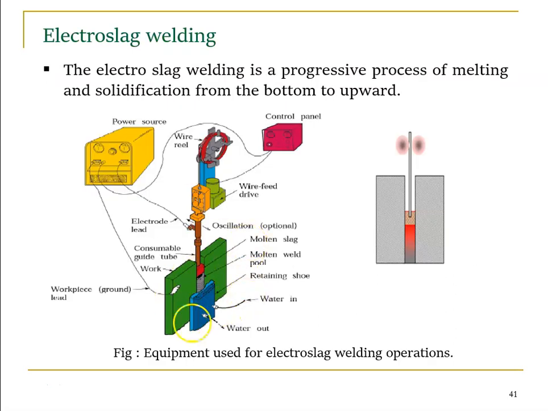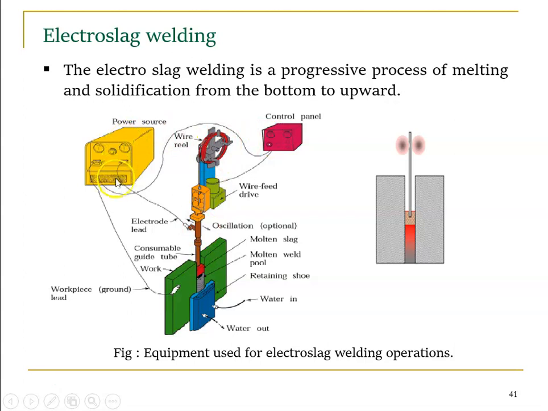The next process, Electro Slag welding. So the figure represents Electro Slag welding. This is also called a progressive process. Why we say it's progressive means the solidification happens from bottom to upward, right? The green color represents the workpiece. We place our workpiece like this, and in the gap we place our wooden piece.